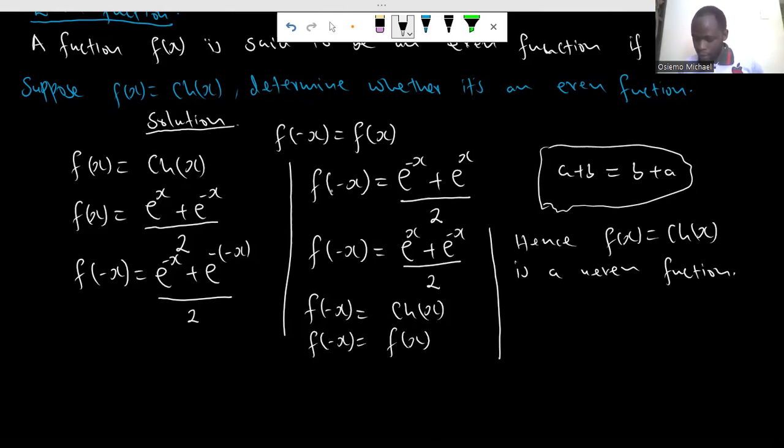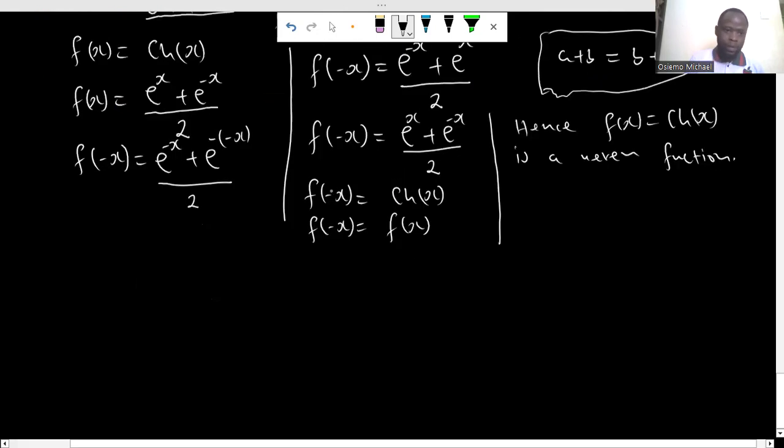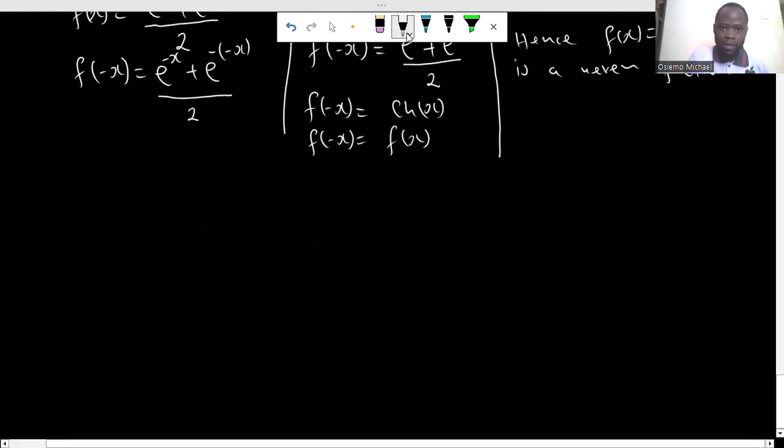So those are the two properties. Now, let us see how you evaluate a hyperbolic function. To evaluate a hyperbolic function.